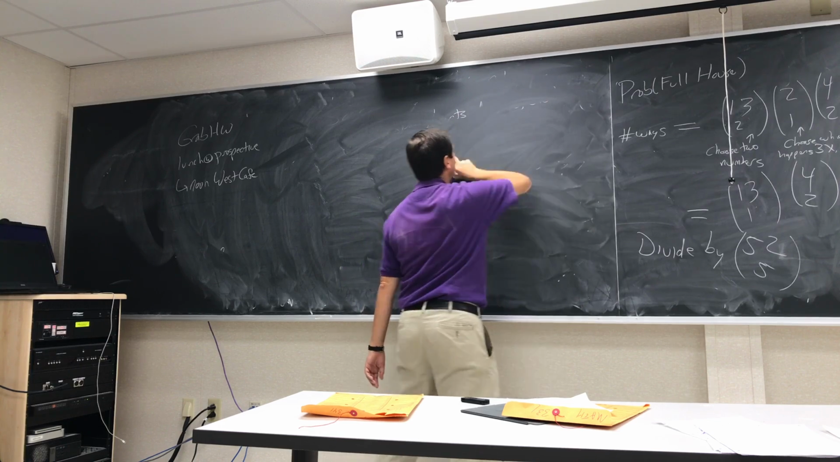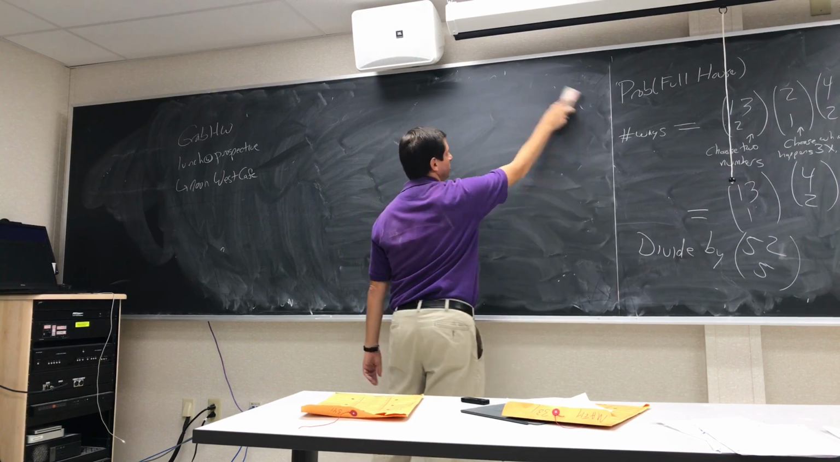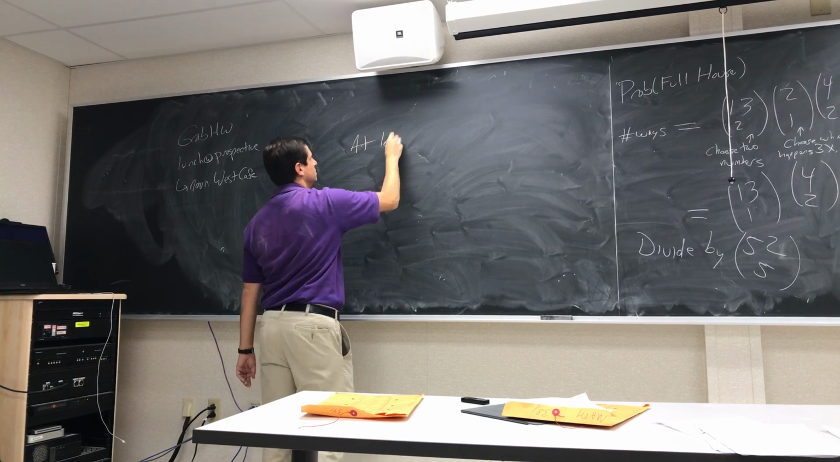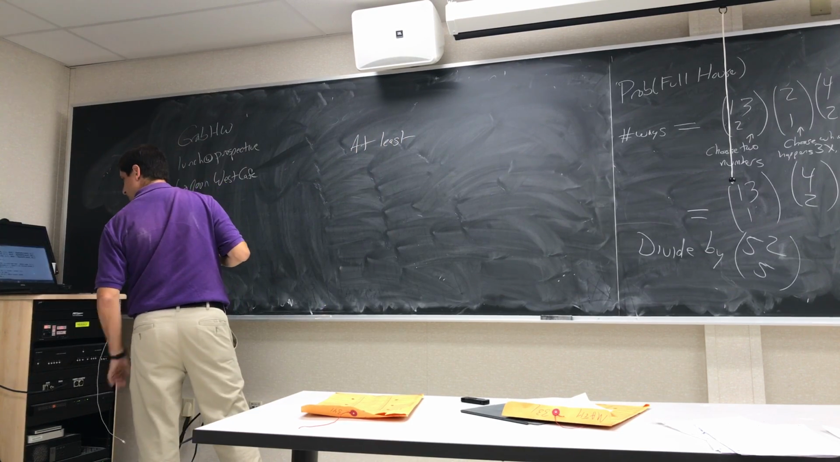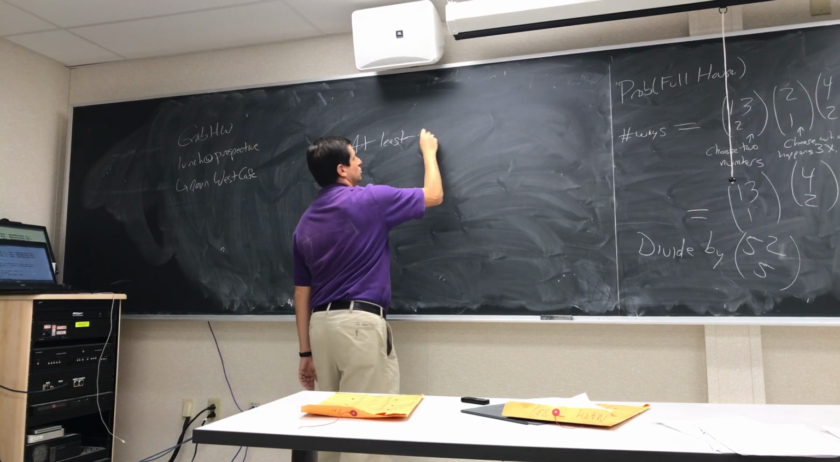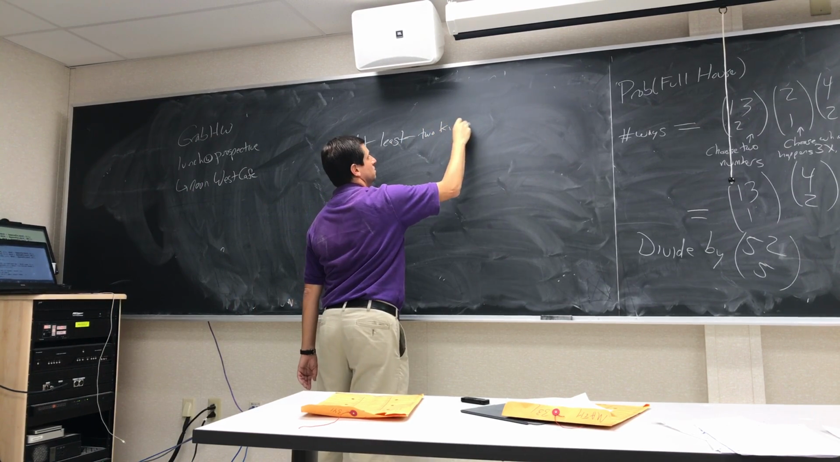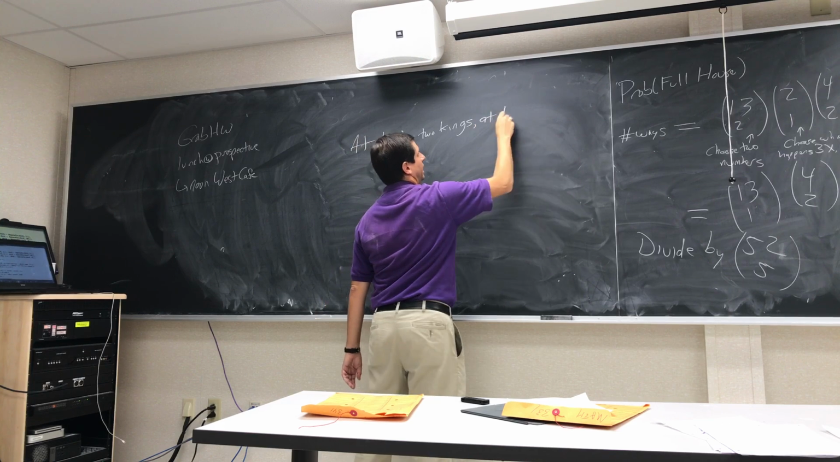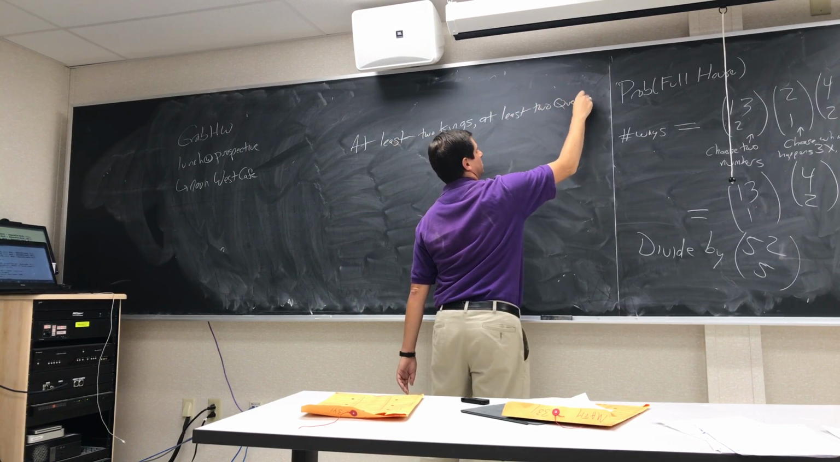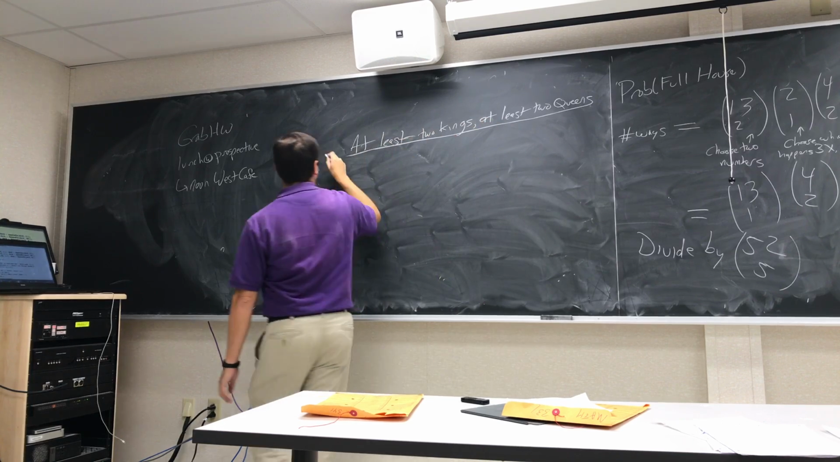So I want to talk a little bit about computer code. I want at least 2 kings, at least 2 queens. And we have 5 cards.